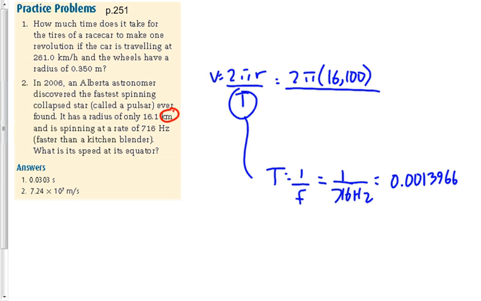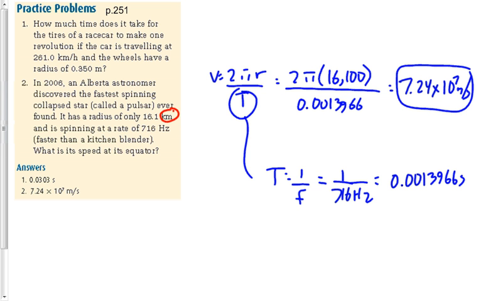0.00139966 seconds, which we're going to plug into here. Figure out what that is. 2 times pi times 16,100 divided by 0.001 gives me 7.24 times 10 to the 7 meters per second. That's pretty fast. That is approaching the speed of light fast. That's a lot faster than we're moving on Earth right now.